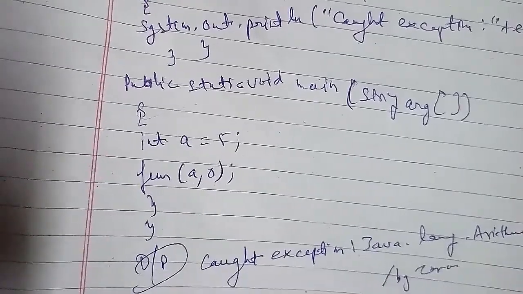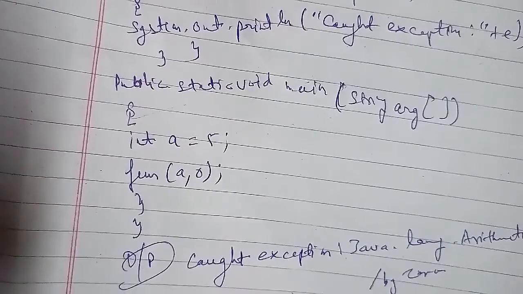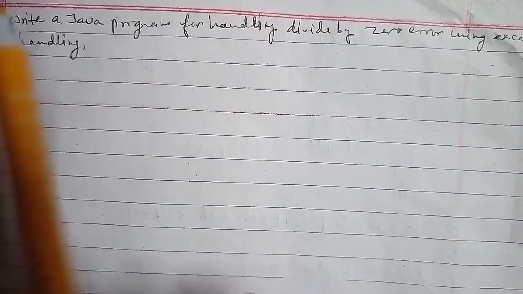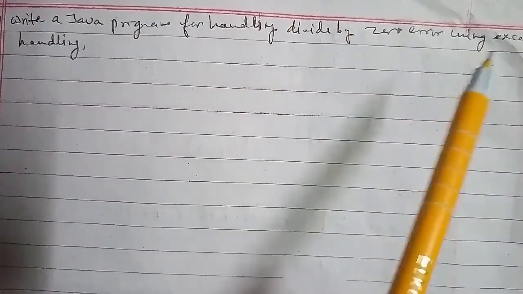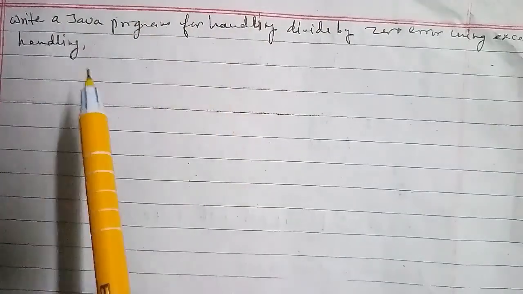Now we'll discuss another program, that is to explain the use of the finally keyword in exception handling with an illustrative example, that they had asked you about. Here is another question: write a Java program for handling a divide by 0 error using exception handling. Before that we'll start with the use of the finally keyword in exception handling with illustrative examples.